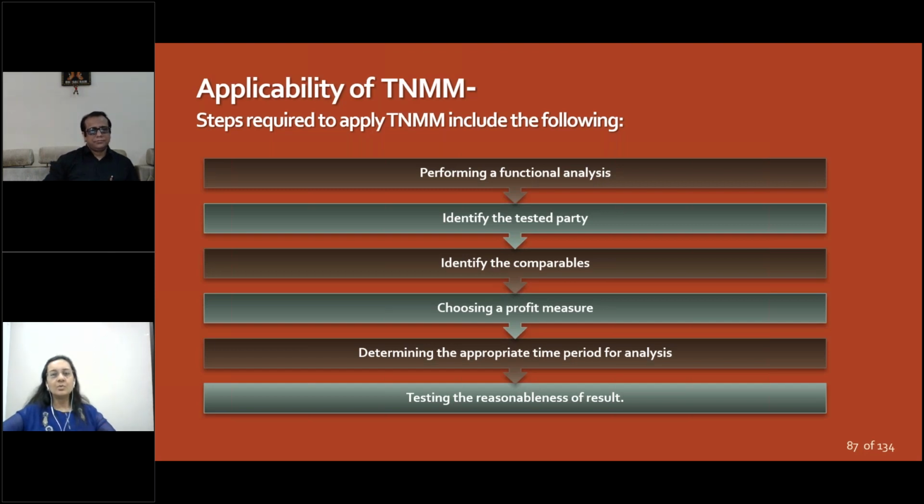The next step is to choose the profit measure. Like I've discussed, profit measure is the PLI. Is it going to be OP by sales or OP by cost? What is it that you're going to compare? Then you need to determine the time period for the analysis. Do you have enough data to compare it for a single year? Are you going to use 2 years prior data, which now Rule 10CA allows you to use? And then you have to test the reasonability of the result.